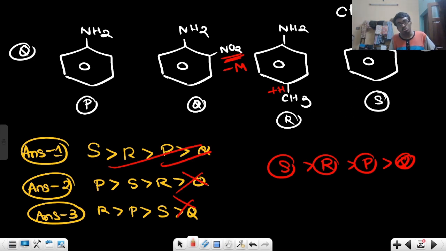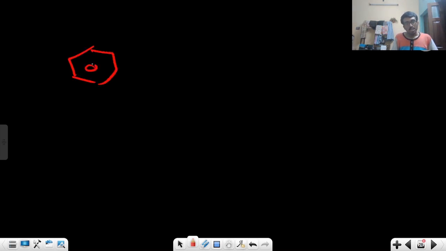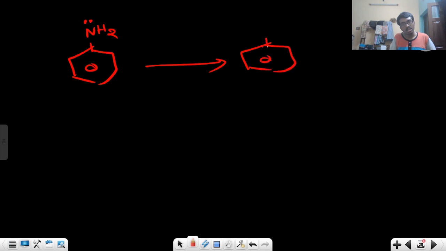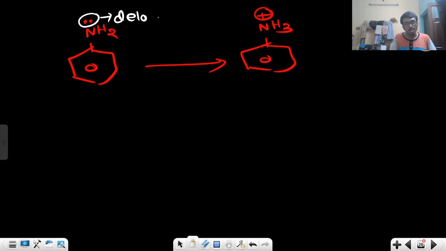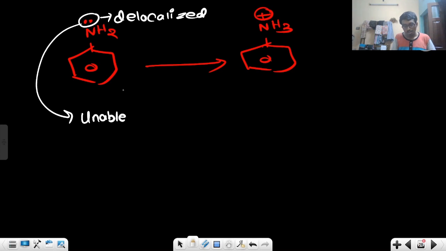In S, nitrogen is directly attached to two CH3s. Now what is the concept coming in? See, if I draw ammonia, it has one lone pair of electrons. Is it a very good base? That means if I am going to form an anilinium ion, NH3 plus, is it very stable? No. Why? The reason is that the electrons that you are thinking are being given are delocalized. What is meant by delocalized? These electrons are unavailable to be donated. Why? Delocalized means involved in resonance.